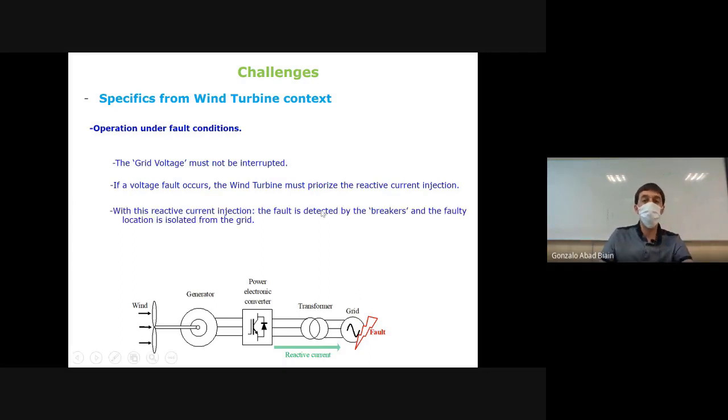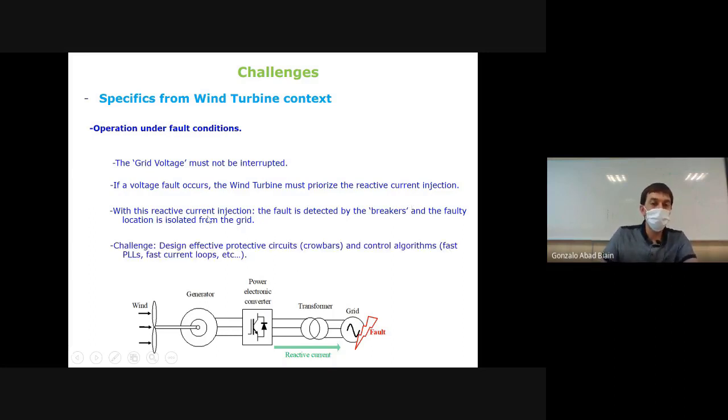Thanks to that, the overcurrent is detected and the breakers are opened. And that's a challenge to do, and we need to design effective protective circuits, crowbars, that are normally located somewhere here in the power electronic converter, and control algorithms like PLLs, very fast, and current loops, very fast and accurate, and so on and so on. So that's a challenge. That has been a challenge in the last 10, 20 years, and in the future will be a challenge as well.